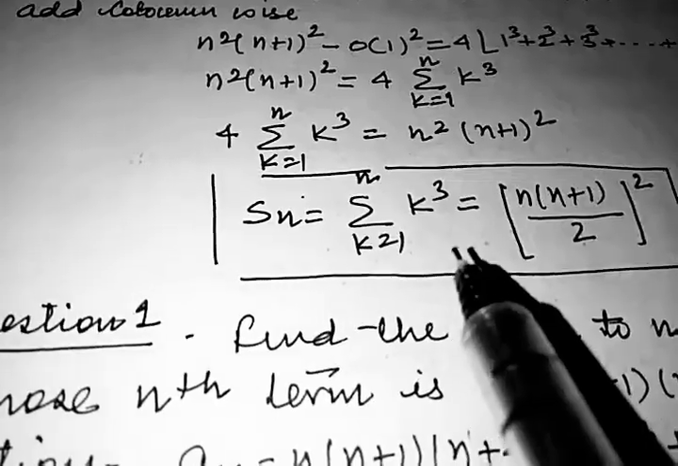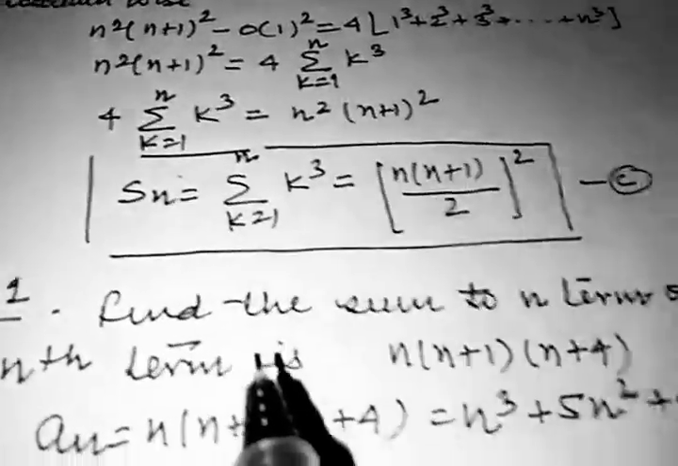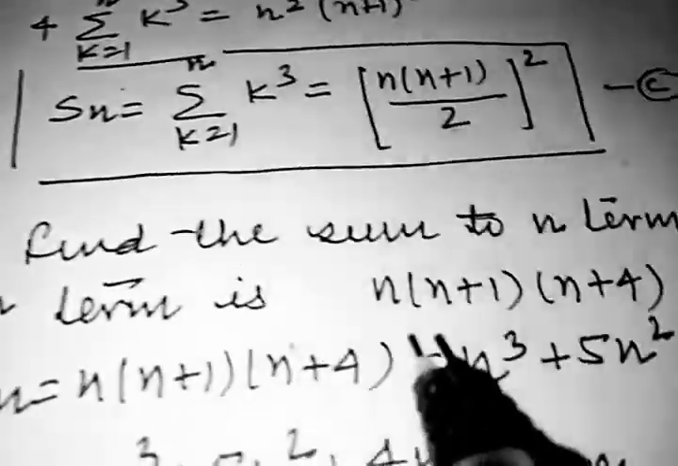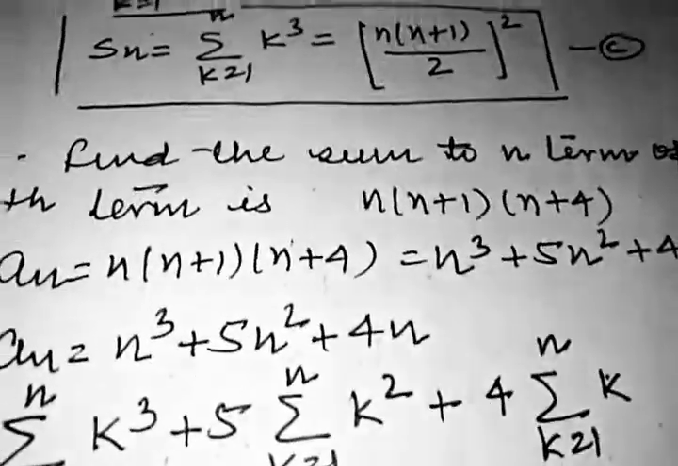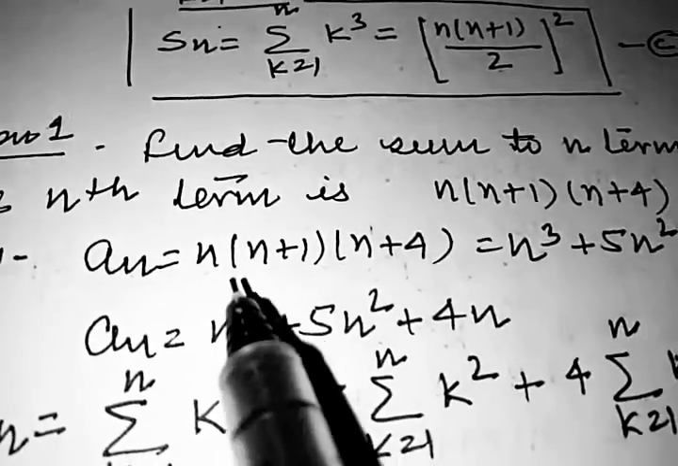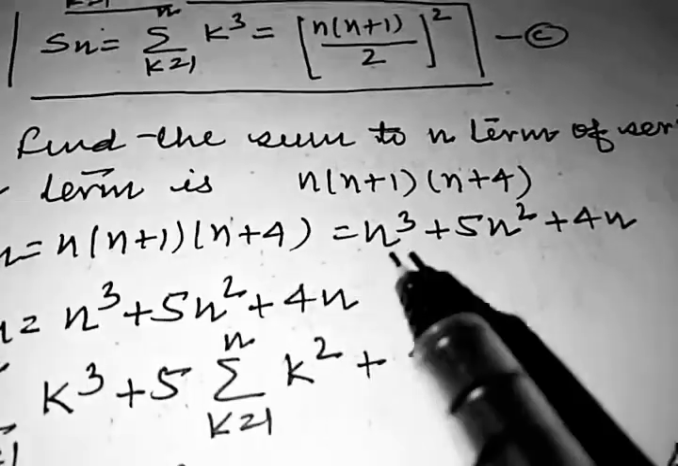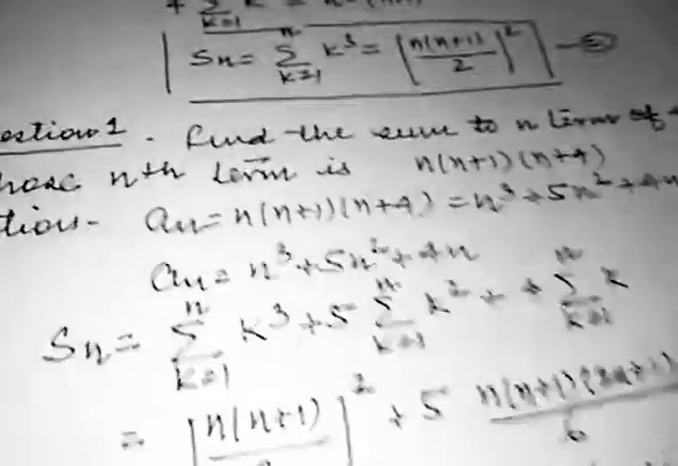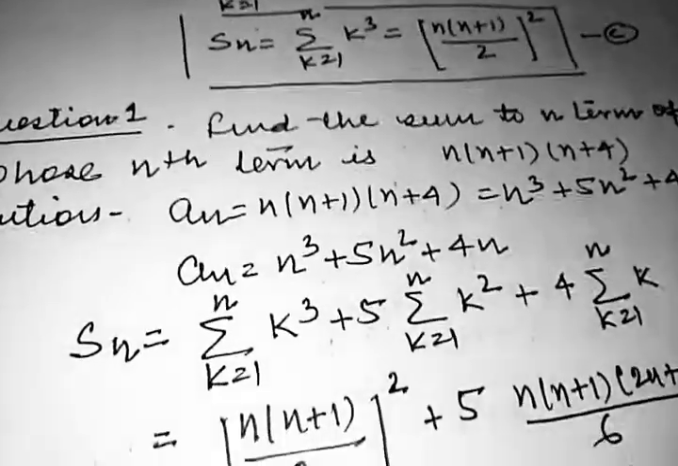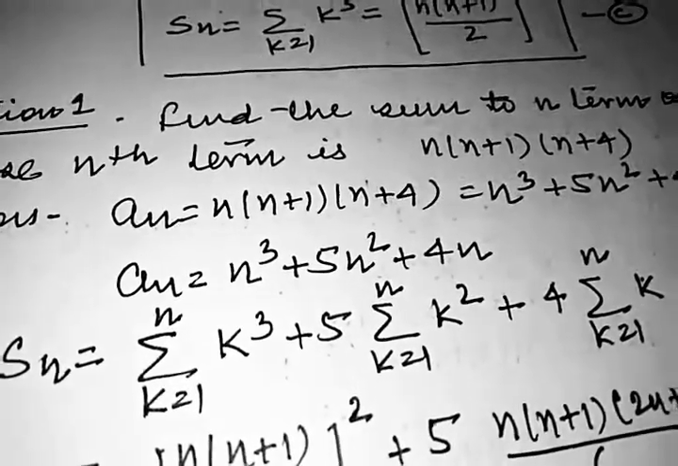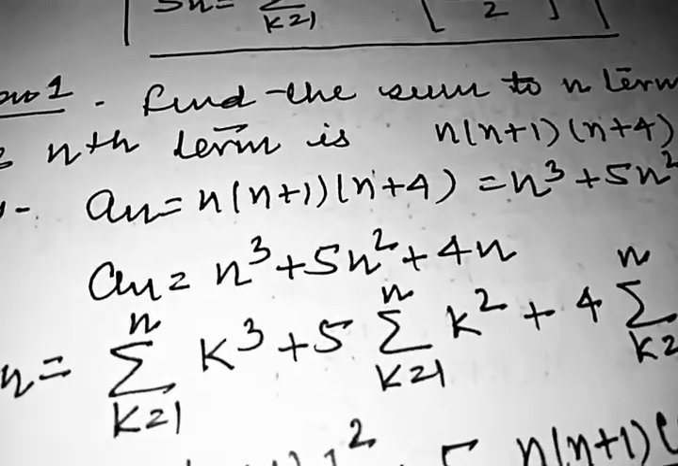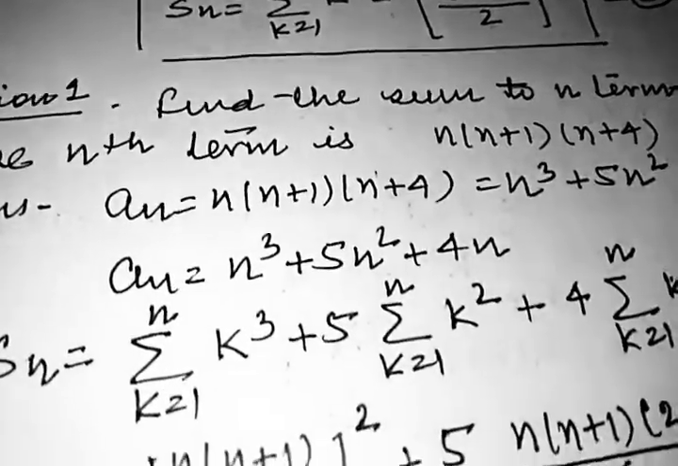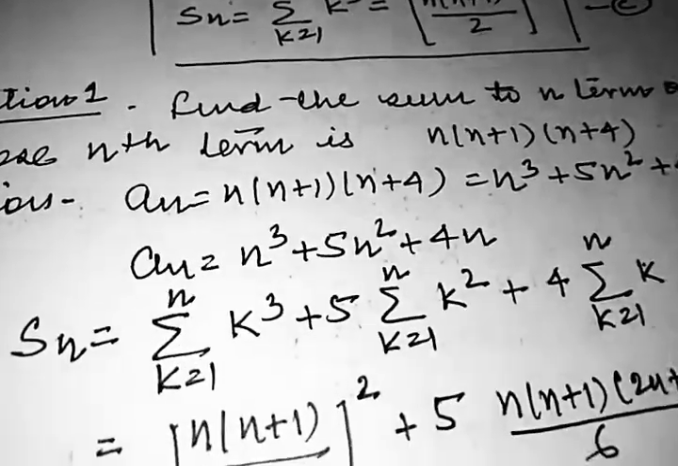Now on the basis of this, some questions are there. To find the sum to n terms of the series whose nth term is this much, meaning an is given. So an will be (n+1)(n+4), which sums up to n cube + 5n square + 4n. So children, here you are getting the an, and you have to find the sum. The sum means, when we add a1, a2, a3, a4, a5, a6, then that will be Sn.